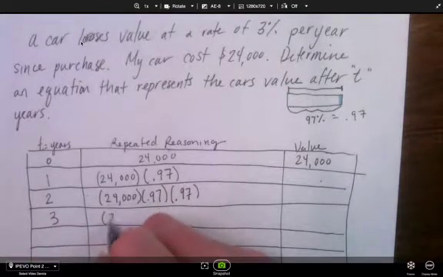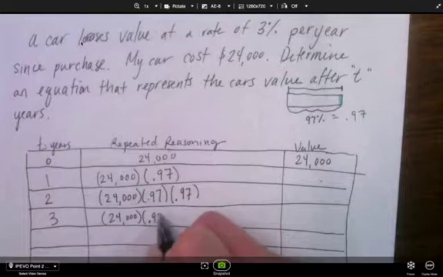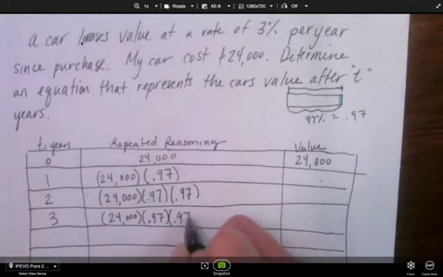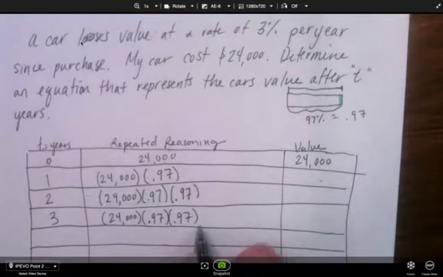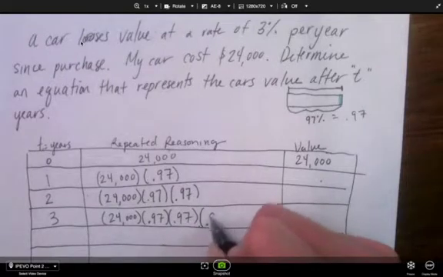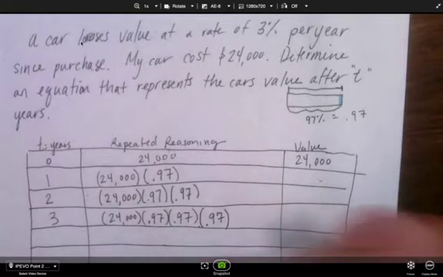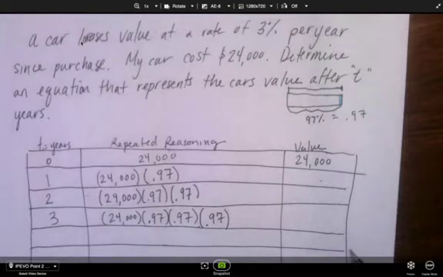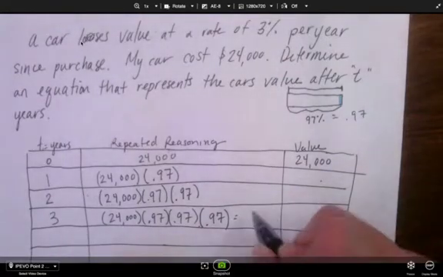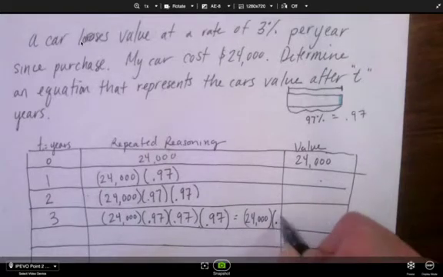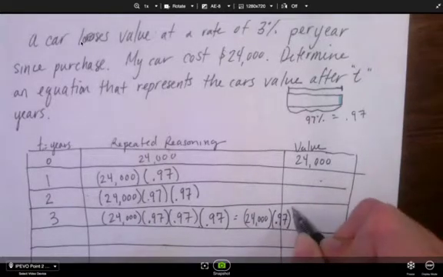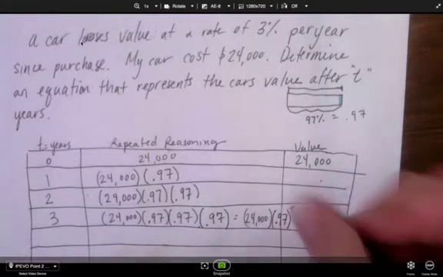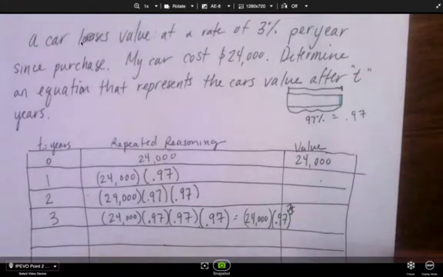Now this is kind of starting to look like what it did above. At 3, 24,000, and then year 2's value was this. And then at year 3, it lost 3 more percent, so it's only keeping 97%. So we're starting to see that same pattern, right? Where you have 24,000 times 0.97 to the T, to the third in this case. Now we could continue on if we wanted to.